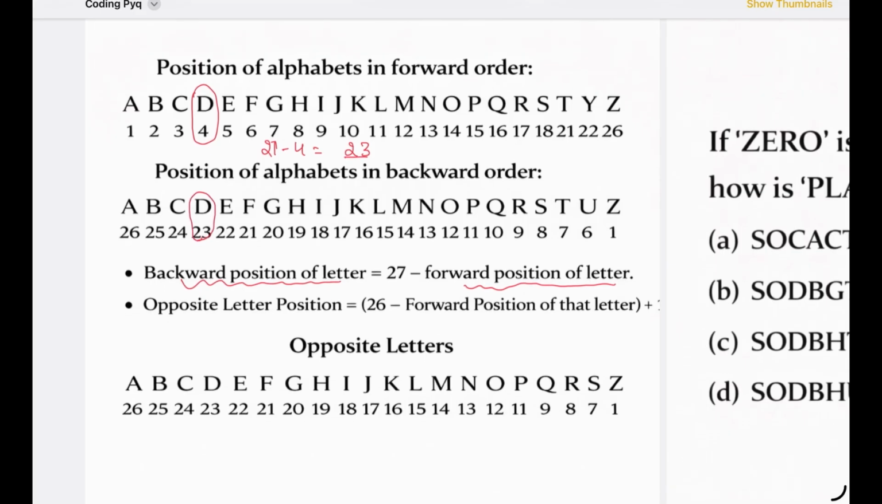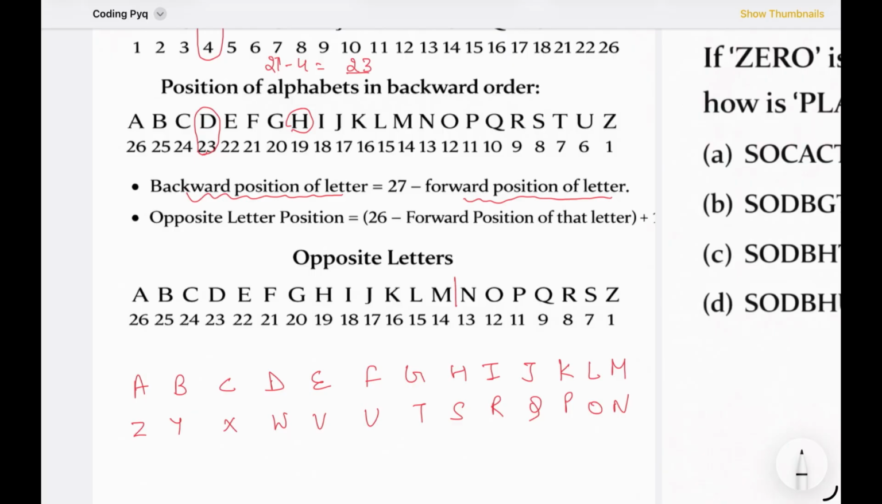Now if we have to find the opposite letter of that position, the opposite of A will be Z, the opposite of B will be Y, the opposite of C will be X, and the opposite of W will be D.